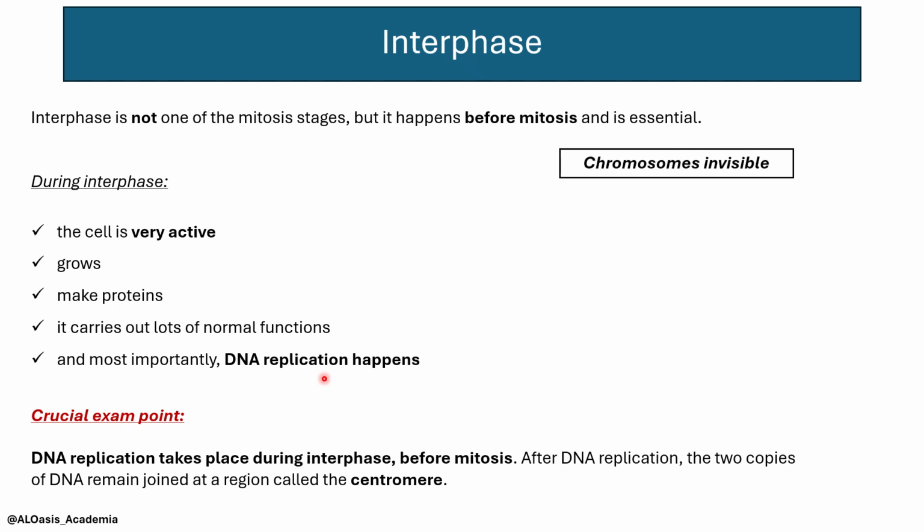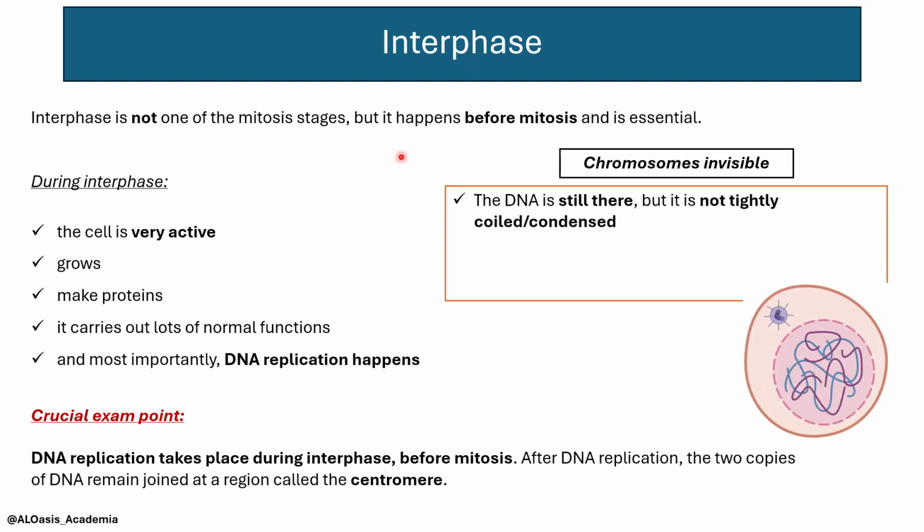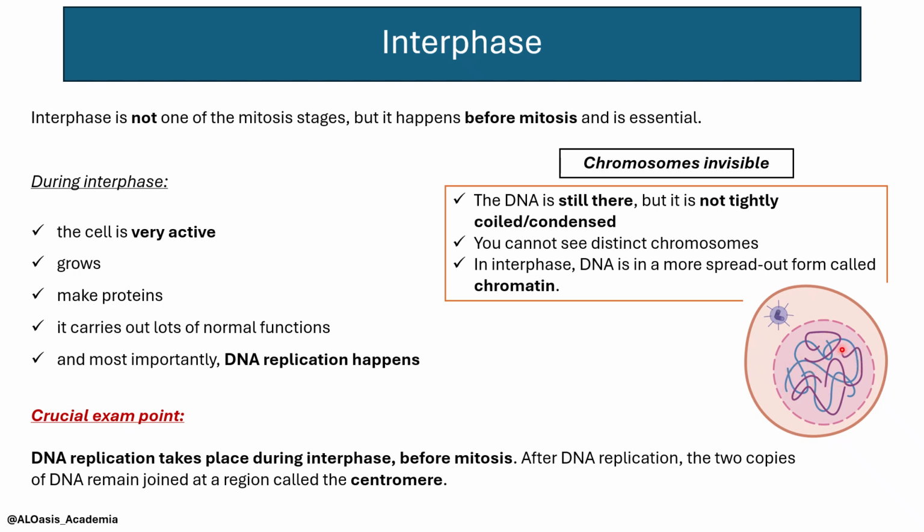There is also important information about chromosomes: during interphase, chromosomes are invisible. What do we mean by that? During interphase, you would have a cell like this, and within the nucleus, the DNA is still there. However, it's not tightly coiled or condensed. We will cover later what the shape of the chromosome is. But you need to learn now that during interphase, the DNA is in a more spread out form, and this spread out form is called chromatin. That's a very important keyword to remember. In this form, the DNA is referred to as chromatin.